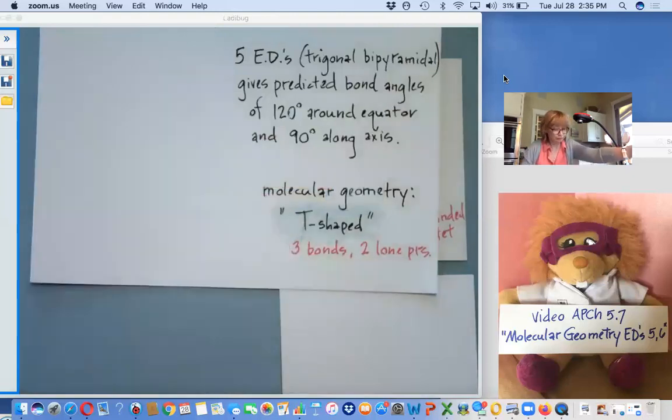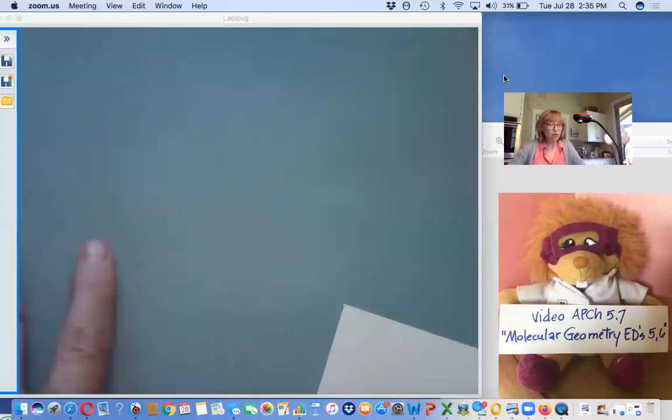Okay, next, please draw the Lewis electron dot diagram for xenon difluoride.